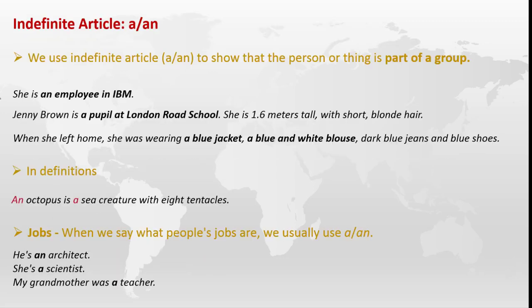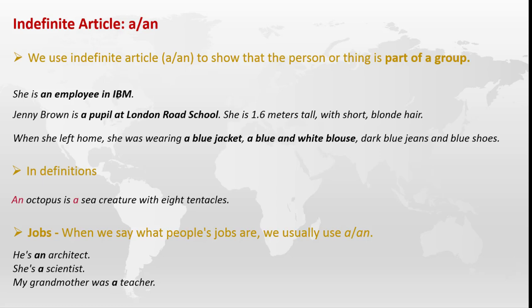Now let's look at the cases where we need to use a or an as an indefinite article before a noun. First of all, we use indefinite article a or an to show that the person or thing is part of a group. For example, she is an employee in IBM. She is a part of IBM. Okay, she belongs to that group or organization.